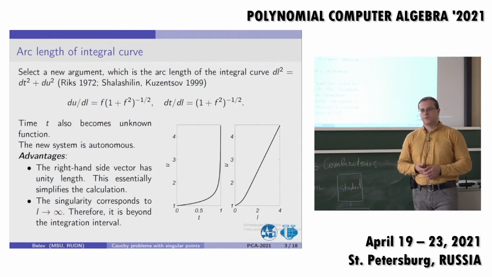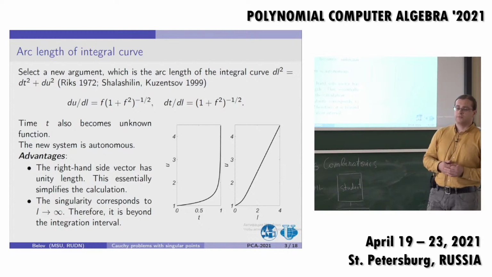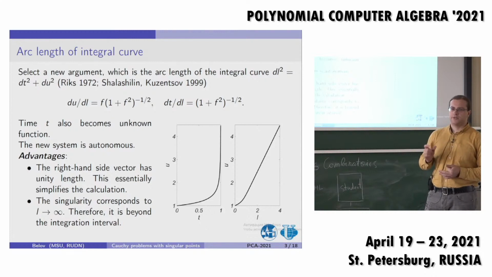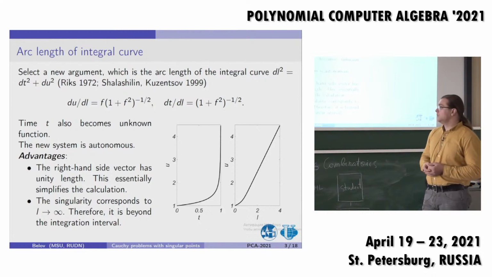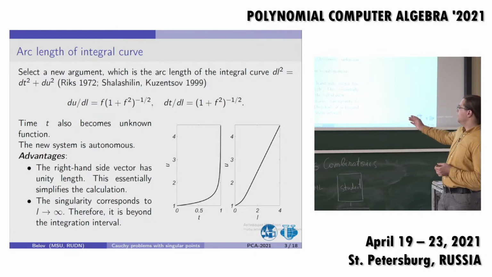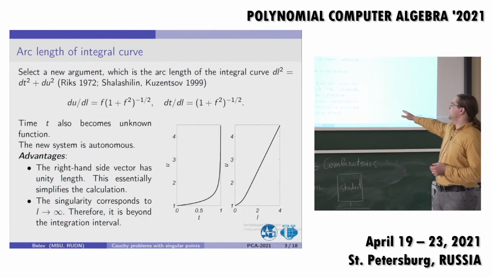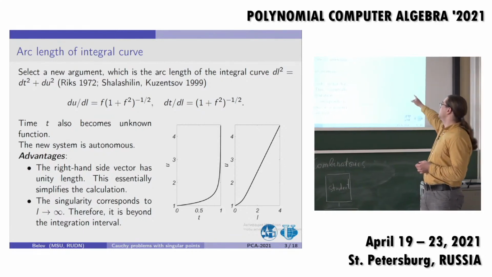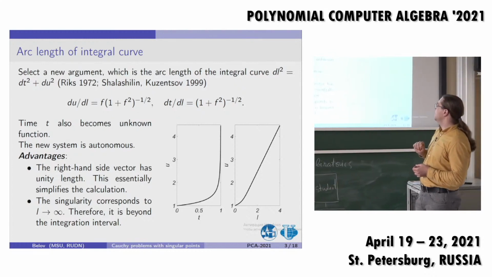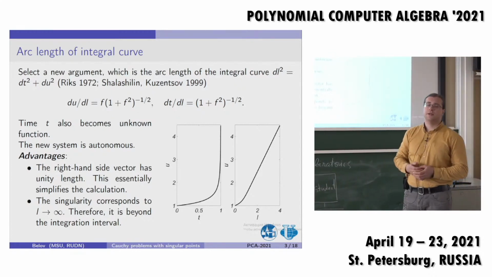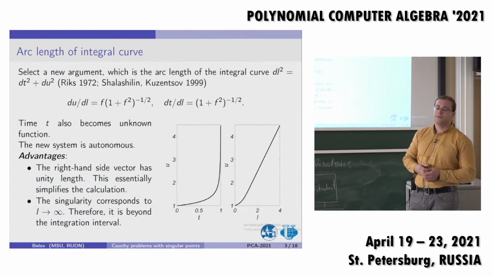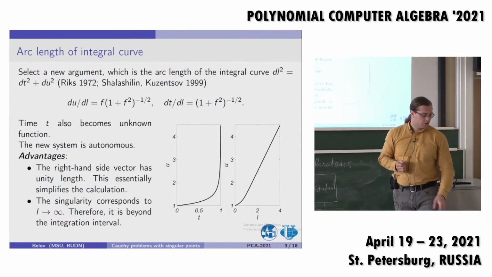The main advantages of such an approach are as follows. Firstly, the right-hand side has unity length. The vector of the right-hand side has unity length, and it simplifies the integration. A simple example is shown on the slide. This is the solution in the time argument, and this is how it looks in the arc length argument. Secondly, the singularity corresponds to infinite arc length. So if we calculate up to some finite arc length, the singularity does not fall into our integration segment. This improves robustness of the calculation.